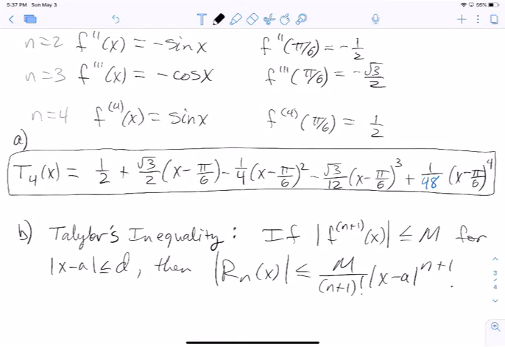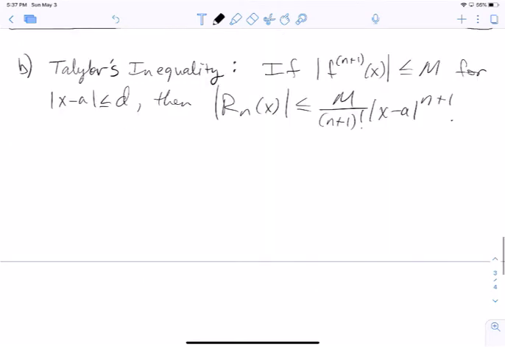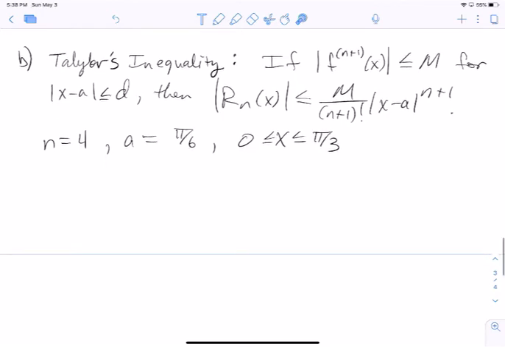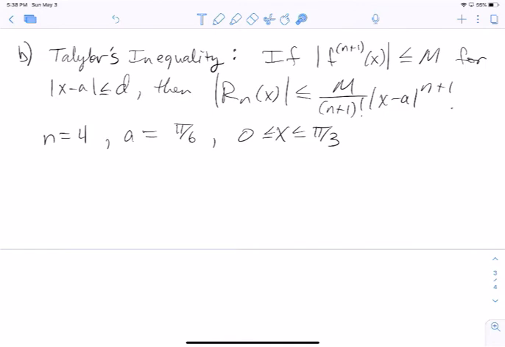Let's put this in the context of what we're working with. What we're working with is that n is equal to 4, a is equal to pi over 6, and the interval that we were given was x goes from 0 to pi over 3. What we want to do is a couple of things. Number one, I need to determine what m is. For that, I need the n plus first derivative of f. Since n is 4, that means we need the fifth derivative of f.